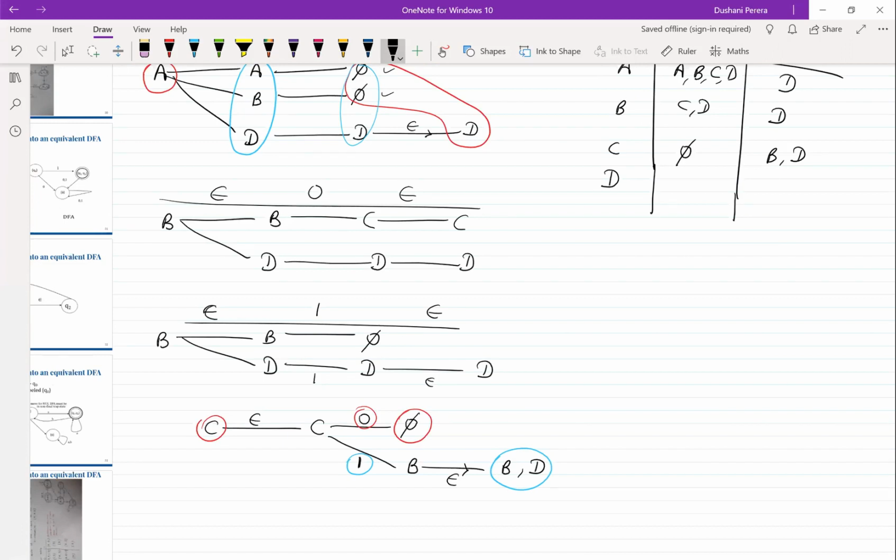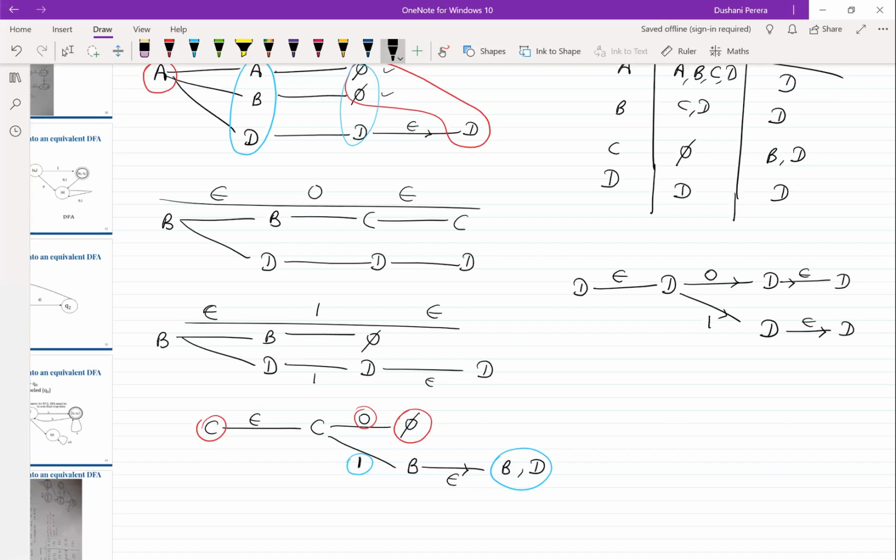Finally, I do this for state D. The null closure is D. What happens to D when I give 0? D goes to D, and for 1 also D goes to D because it has a recursion there. Then what is the null closure of that? D. So both the answers are D.